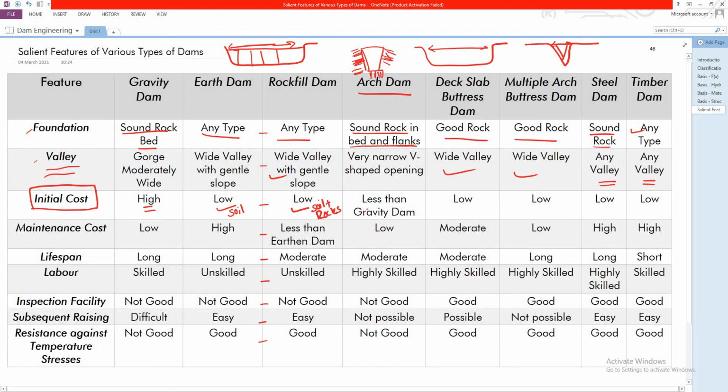In case of arch dam, the direct comparison is given between gravity and arch dam. Whatever the budget for gravity dam, slightly less will be required in case of arch dam. Then for deck slab type and multiple arch type buttress dam, the initial budgeting is low. Okay, and in the same way, steel and timber dams have their budget as low.